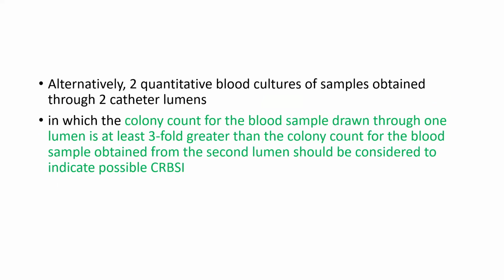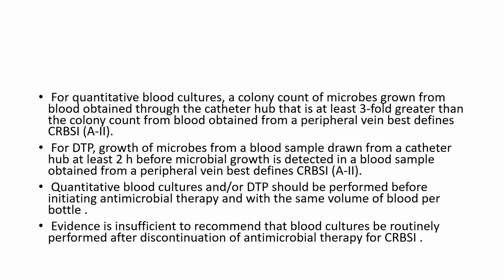Alternatively, two quantitative blood cultures of samples obtained through the two catheter lumens, in which the colony count for a blood sample drawn through one lumen is at least threefold greater than the colony count for a blood sample drawn from the second lumen, should be considered to indicate possible CRBSI.